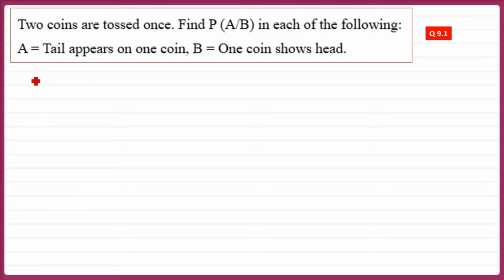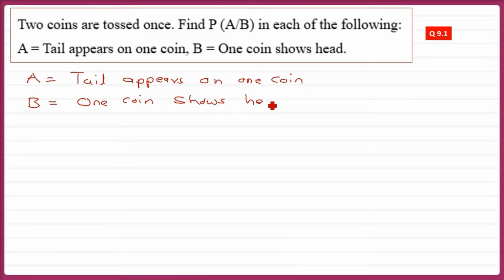Now A is given: tail appears on one coin. Then B: one coin shows head. Now we have a coin, and this is a fair coin. That means only head and tail can come, so there are only two possibilities. You have to tell the probability that a tail appears on one coin given that one coin shows head. B is already known, or B has already happened.